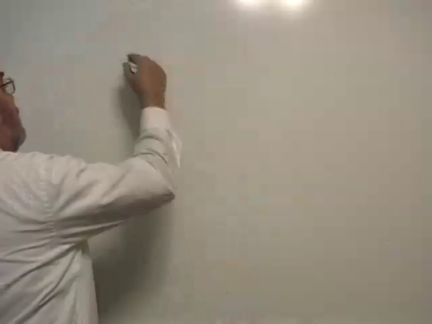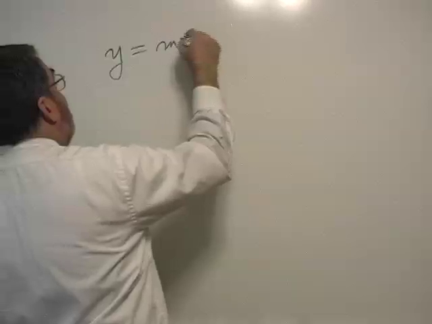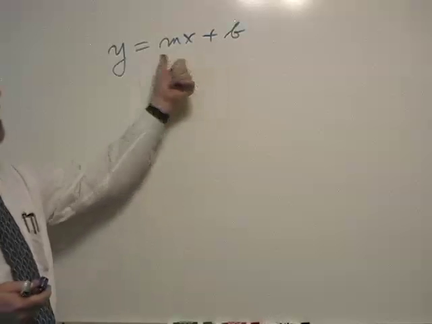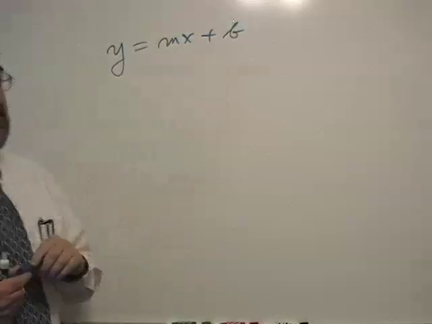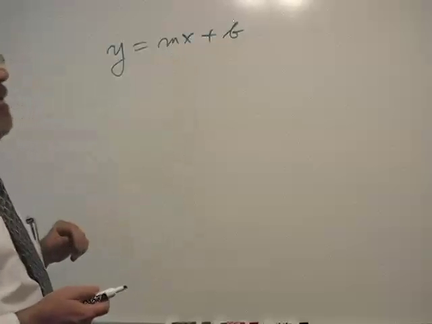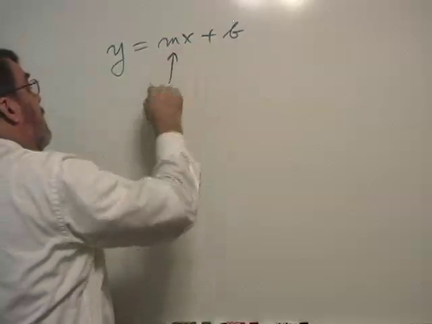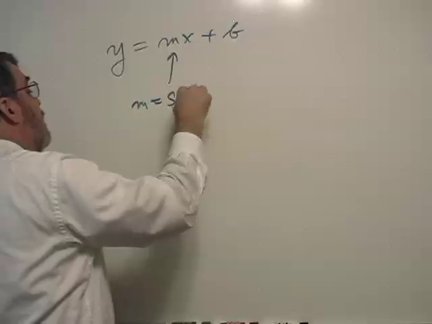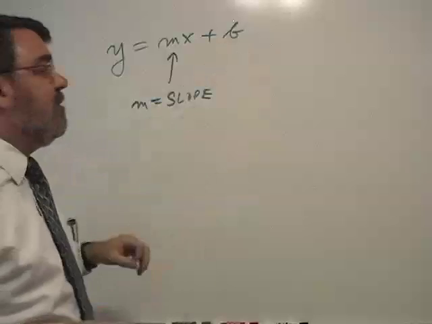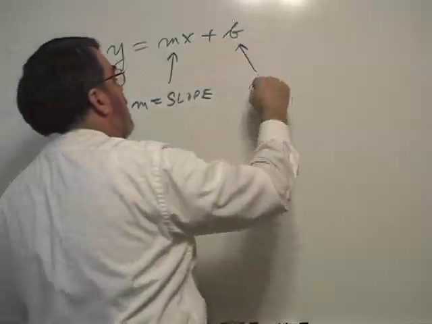Well, I've been talking about slope, and let's bring all this together now. An equation of a line, when it's written in this form, y equals mx plus b, is written in a linear function form, where y is a function of x. It turns out that the coefficient of x, which is represented by the letter m, is the slope. So m is slope, and the constant that's added on here is the y-intercept.